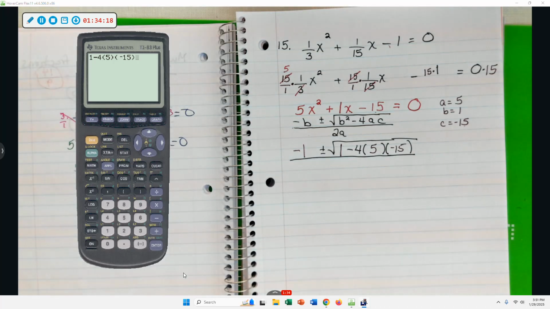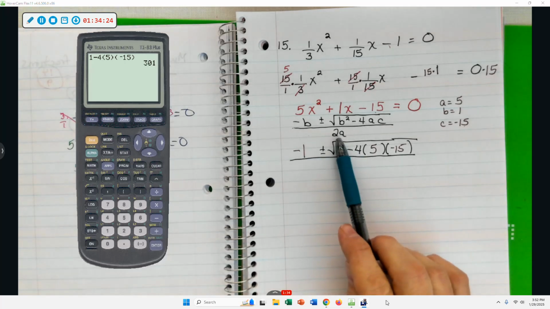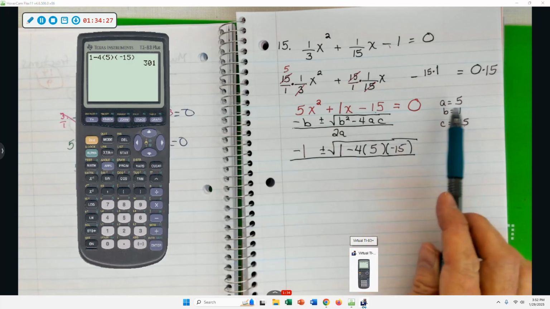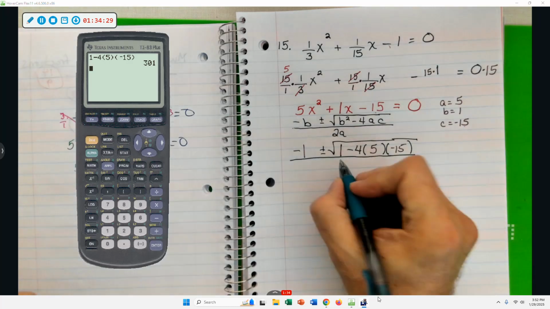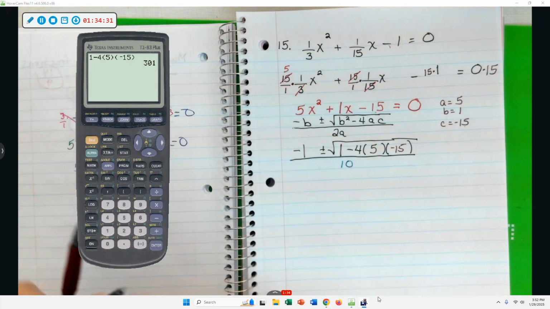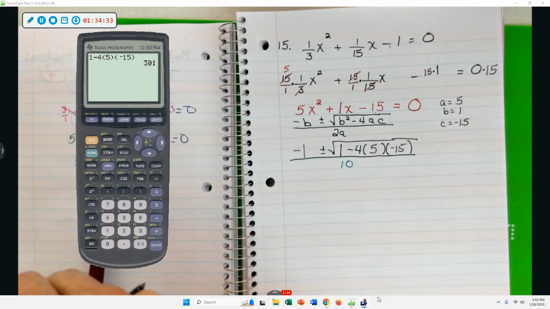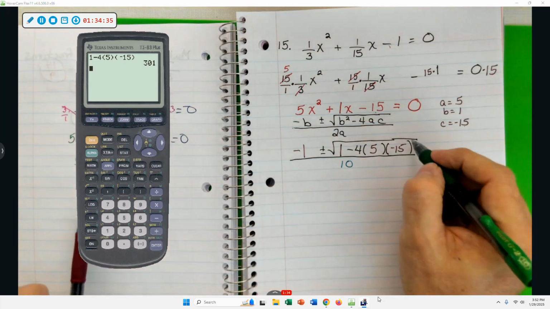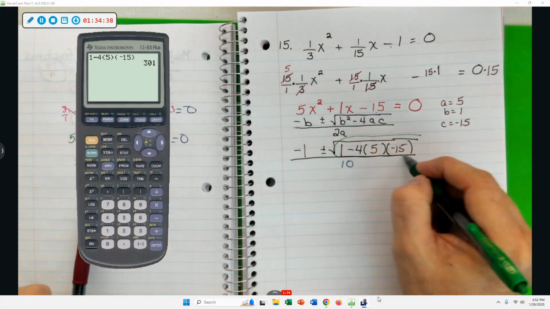Is that a 61? All over what on the bottom? Y'all caught up? What's the denominator going to be? 10. 2 times 5 is 10. Underneath that radical, we have a 1 plus 300. Look at that. We have a square root of 301.